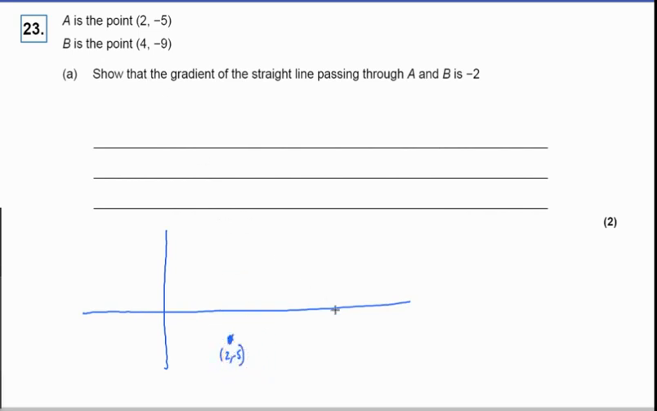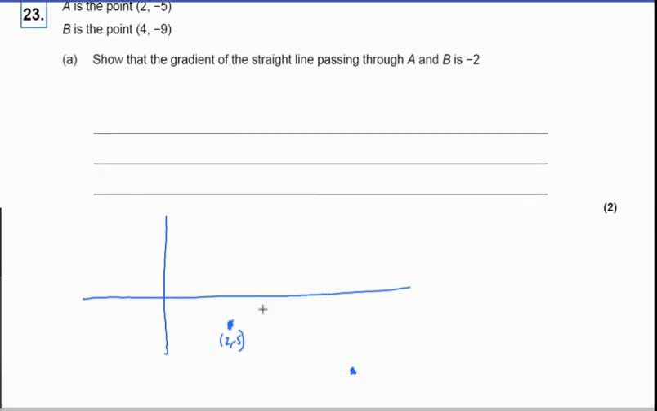Okay, and then 4, minus 9. Well, 4 is bigger than 2, so we go to the right. Minus 9 is smaller than minus 5, so we go a bit down. So like that. So we've got there 4, minus 9, and then we draw a straight line.